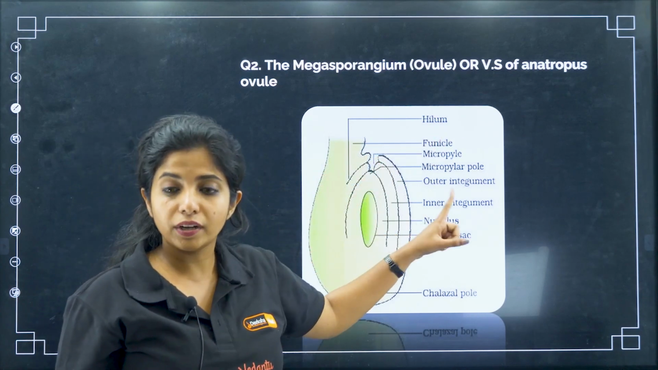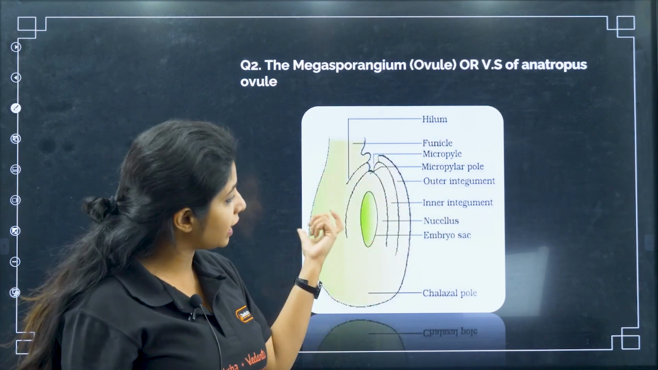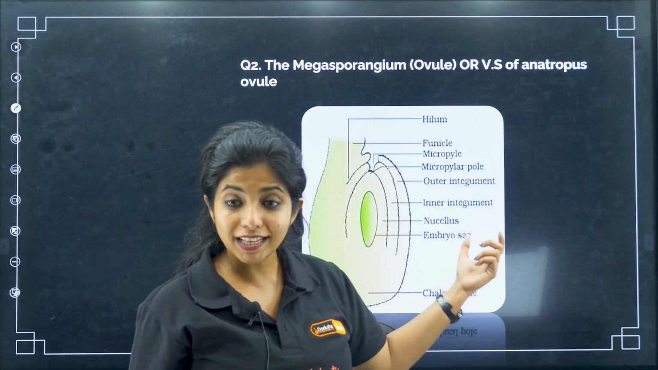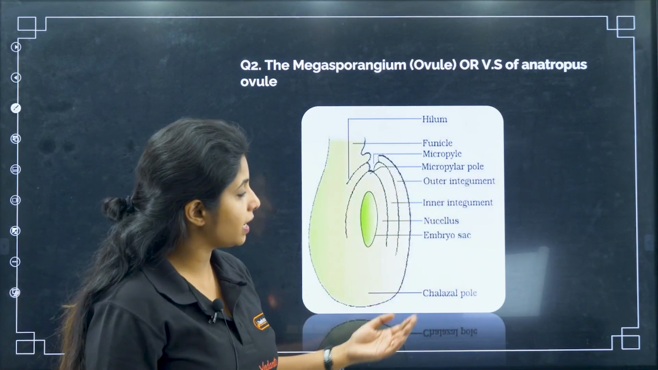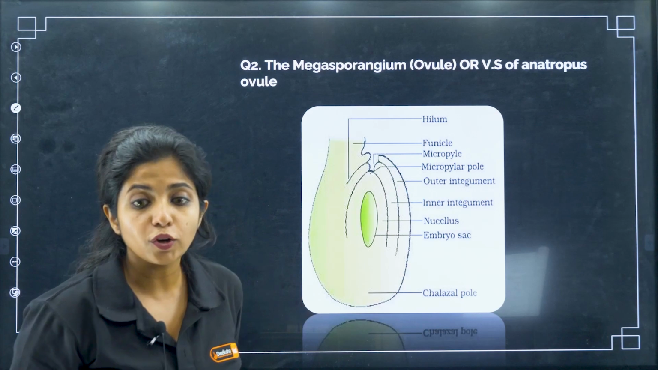The ovule has outer and inner integument. Inside the ovule, basically you have nucellus cells. Inside the nucellus, you would be having the embryo sac. This end is known as chalazal end. Wherever the egg is there, it is known as micropylar end.